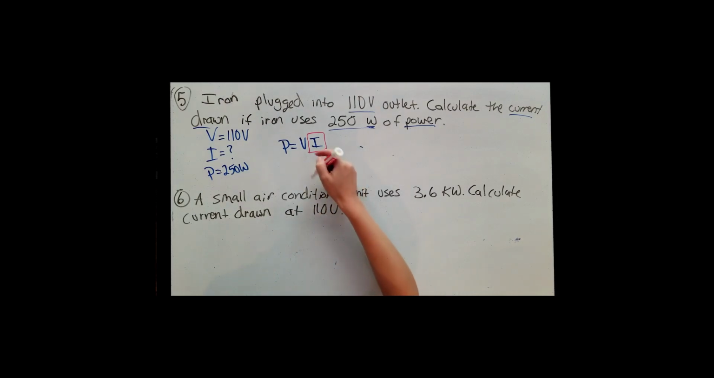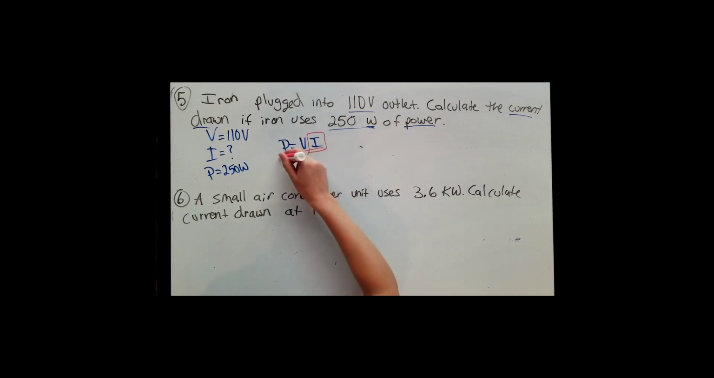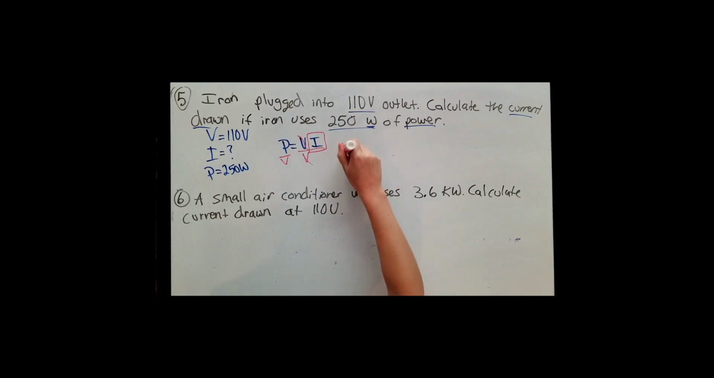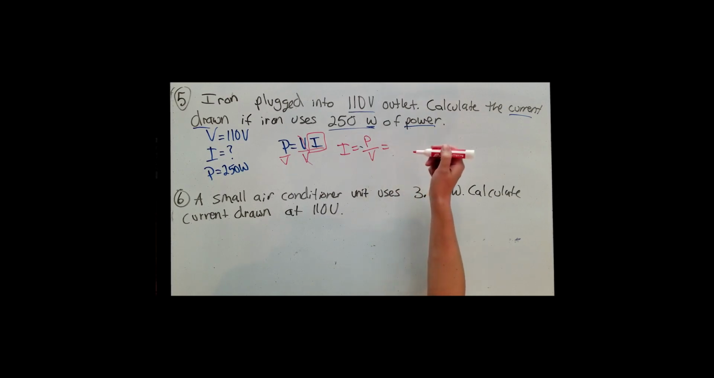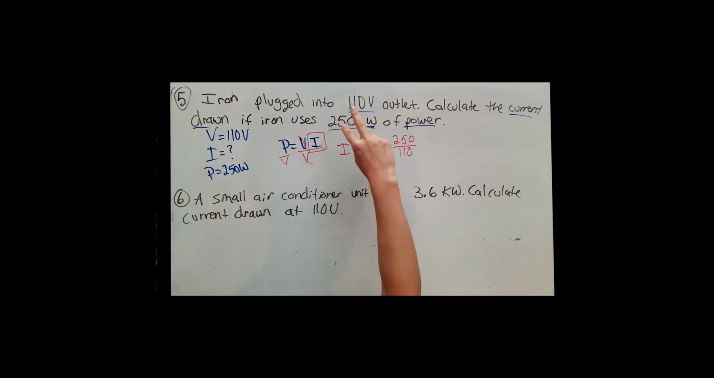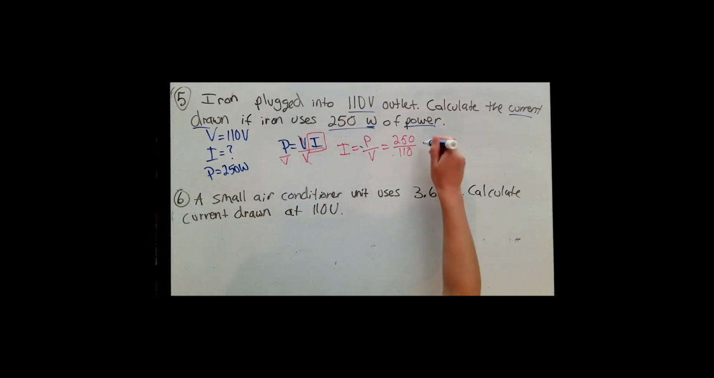To rearrange it, we need to get rid of the V, get that on the other side. So we're going to divide by V on both sides, cancels out on the right side. We now have the I alone. Power divided by the voltage will give us our current. So power is 250 watts. The voltage is 110. So 250 divided by 110 gives me, how many sig figs? 2? So 2.3. So my current of 2.3, and then what are the units on current?